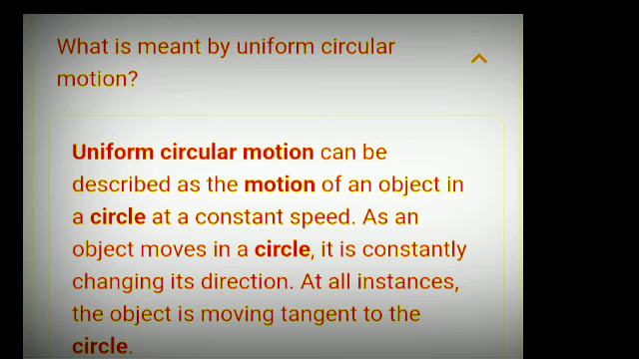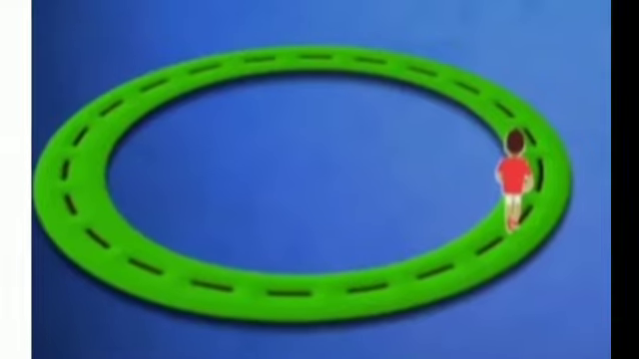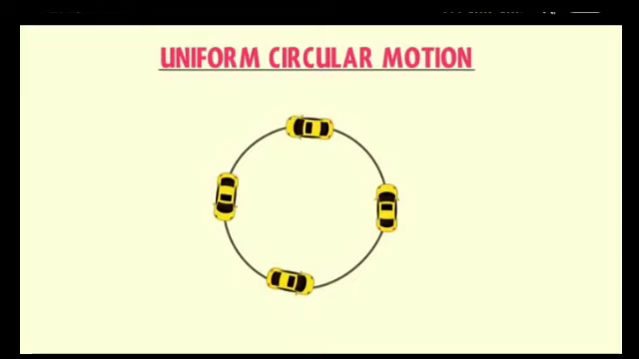What is meant by uniform circular motion? Uniform circular motion can be described as the motion of an object in a circle at constant speed. As an object moves in a circle, it is constantly changing its direction. At all instances, the object is moving tangent to the circle. See here, some examples of uniform circular motion are given here.